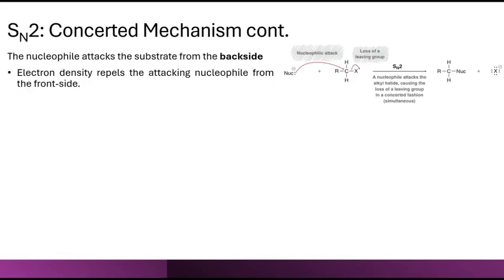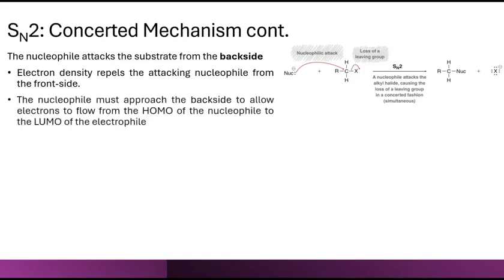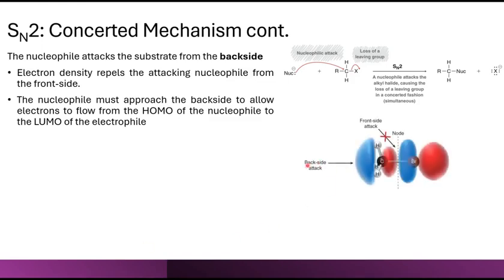SN2, concerted mechanism continued. The nucleophile attacks the substrate from the backside. Electron density repels the attacking nucleophile from the front side. As X is leaving at the same time, the nucleophile cannot occupy that same region of space. The nucleophile must approach the backside to also allow electrons to flow from the highest occupied molecular orbital of the nucleophile to the lowest unoccupied molecular orbital of the electrophile. So we're having the nucleophile's HOMO attacking the LUMO.